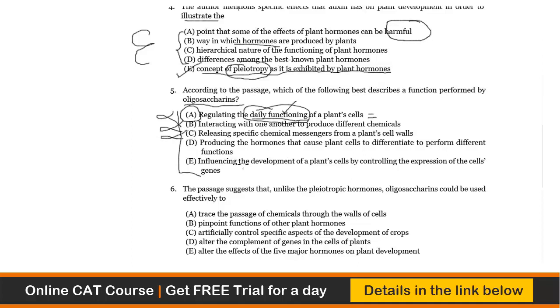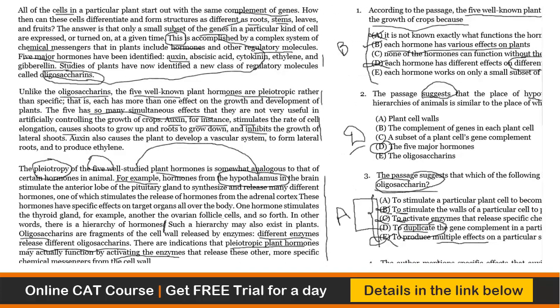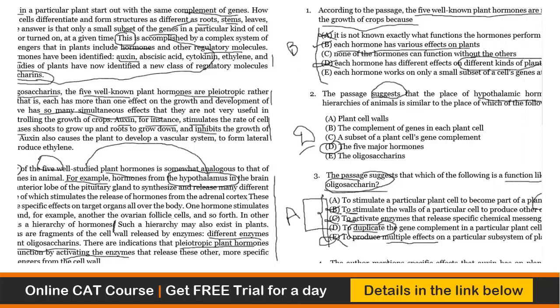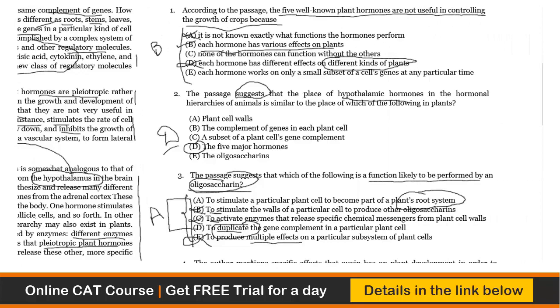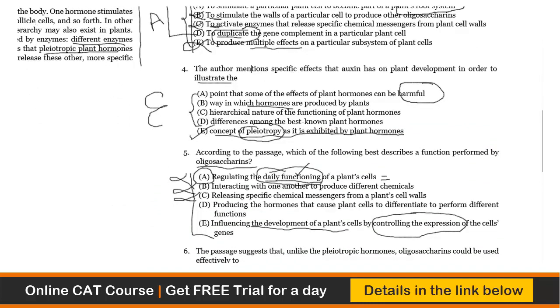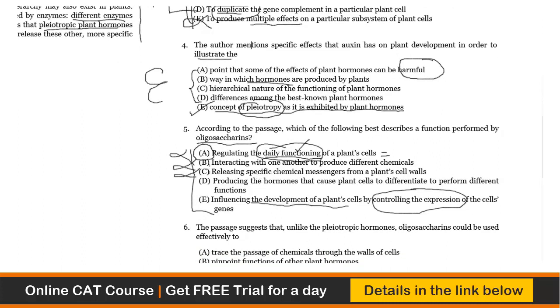So influencing the development of a plant cell by controlling the expression. The author says that if it is given clearly that oligosaccharin controls, it is given here that only a small subset of genes in a particular kind of cell are expressed or turned on. So the expressing or the turning on is done by a small subset of genes, and the turning on is basically controlling, right? Regulating. It's a regulatory molecule, so it is controlling. I mean, regulating is equal to controlling. They are producing hormones, so all go out. E is the best choice in this case as well.